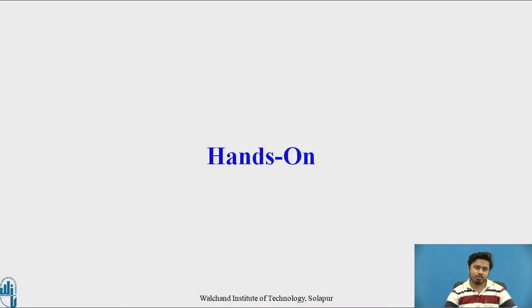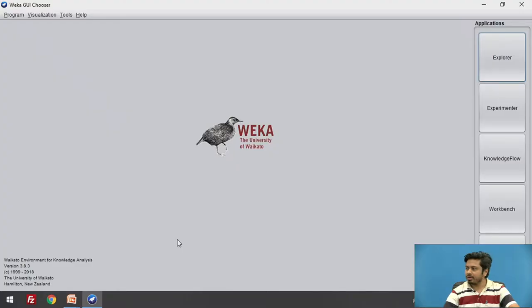So let us switch to the Weka editor. Now I have a Weka editor open. The moment you open Weka, you always see these five buttons on its right side. Let us quickly understand the use of these five buttons and what we can do with each of them.